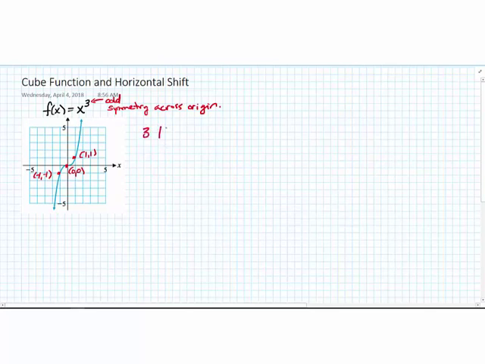Let's list our 3 key points. It's going to be 0, 0, 1, 1, and -1, -1. And whatever we do to this graph to create a new function, we will be changing those coordinates, repositioning them. So, for example, I might ask you to graph each function using transformations.